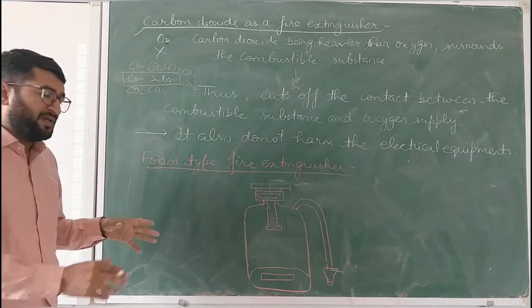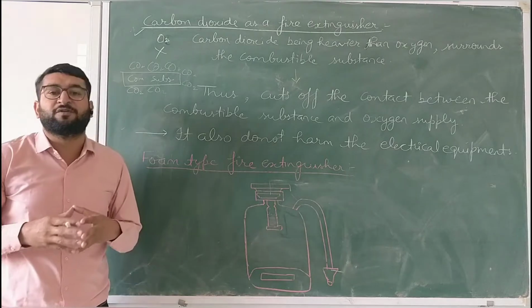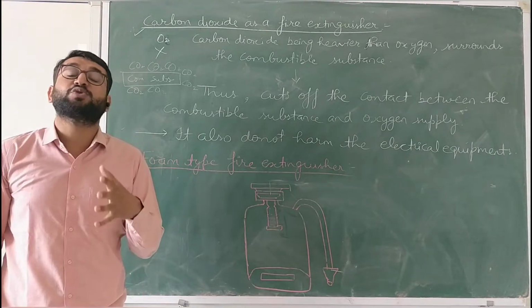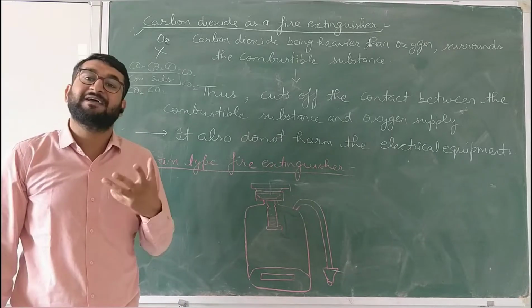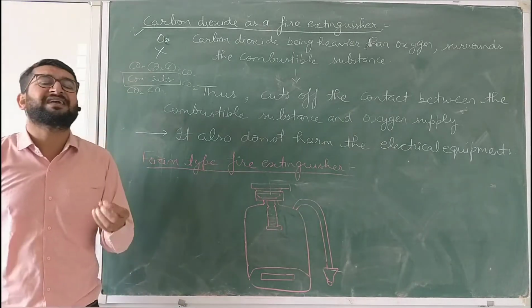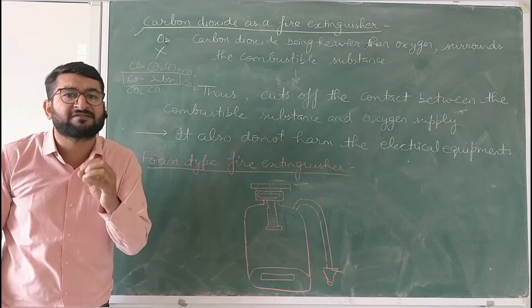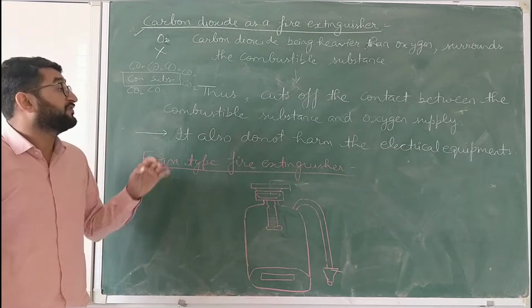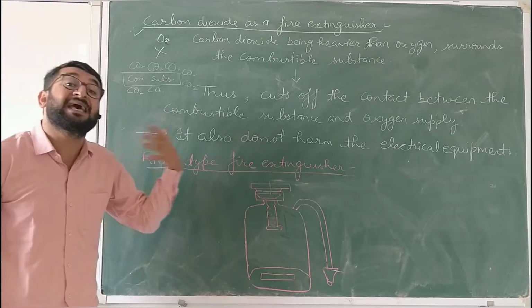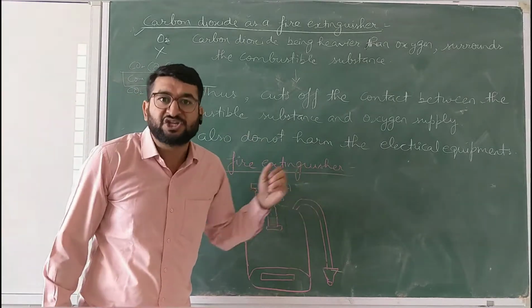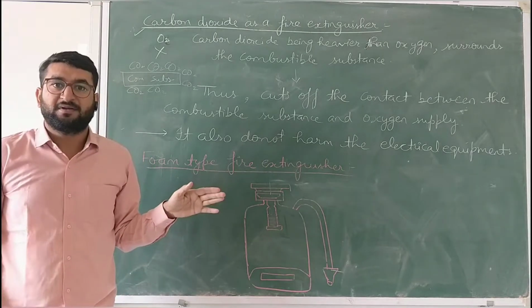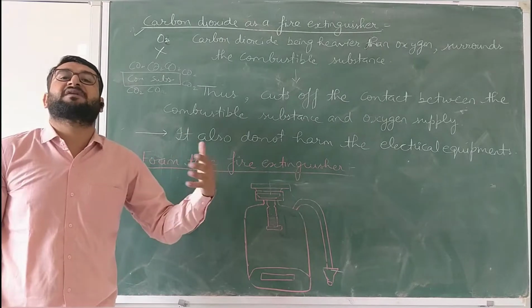Next thing, carbon dioxide is very useful in case of electric fires as well, in case of fire to electrical equipment. Why? Because CO2 being a gas is an insulator of electricity. That is, it does not conduct electricity. So if a person is using CO2 as a fire extinguisher, that person will not get any electrical shock if that CO2 is used on the electrical equipment.